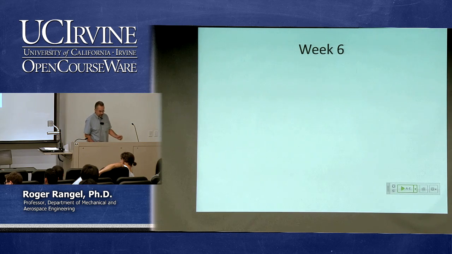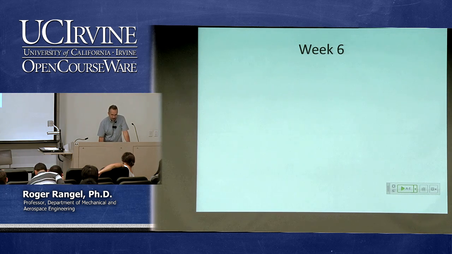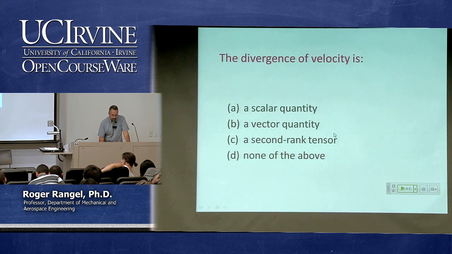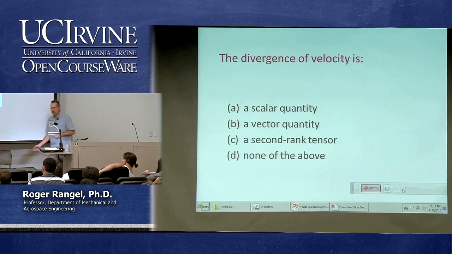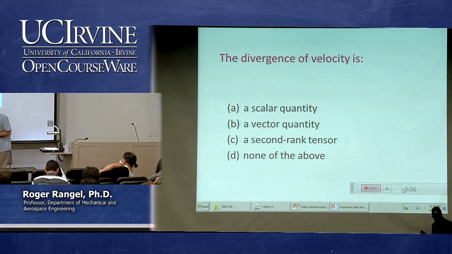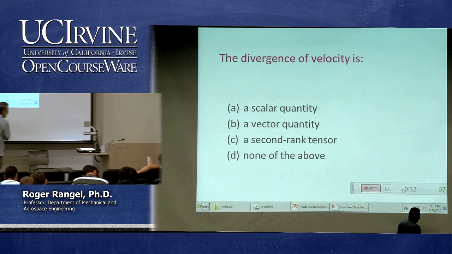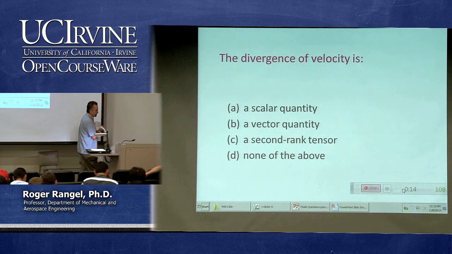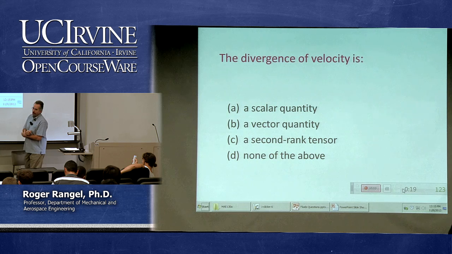Okay, so if you're looking in your notes, go 2 lectures ago. And here's the first question. Although we also talked a little bit about this 1 lecture ago. The divergence of velocity: is it a scalar quantity, a vector quantity, a second rank tensor, or none of the above?